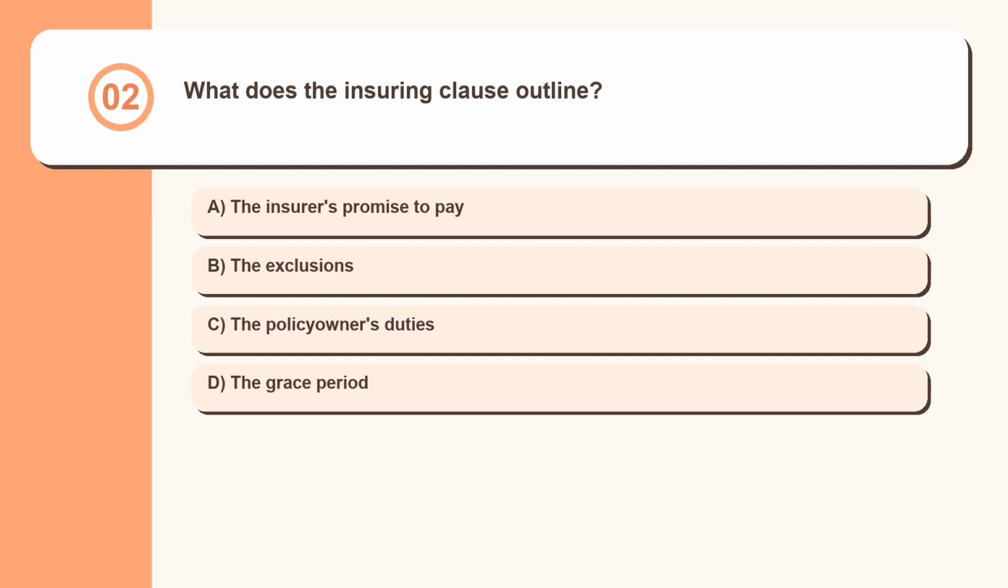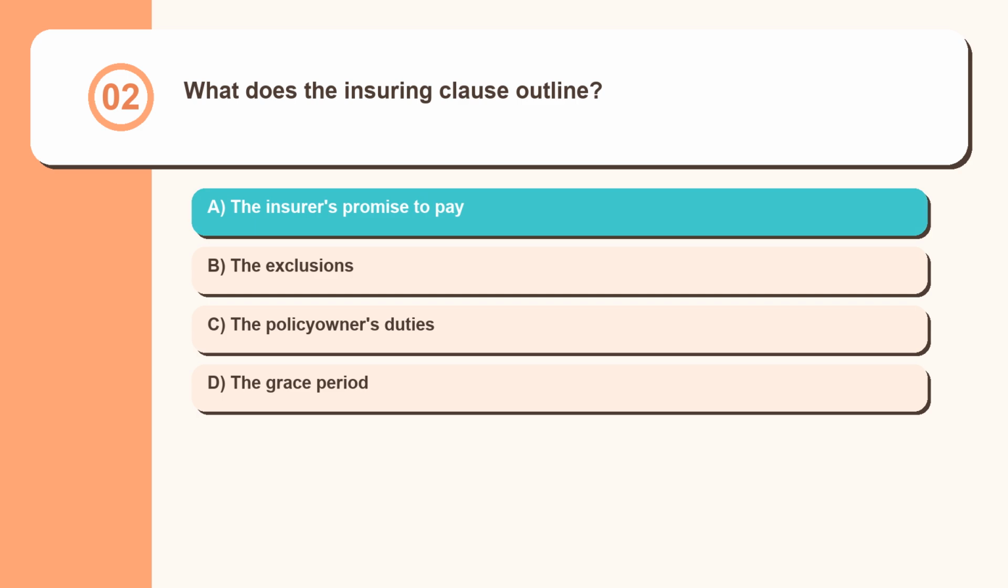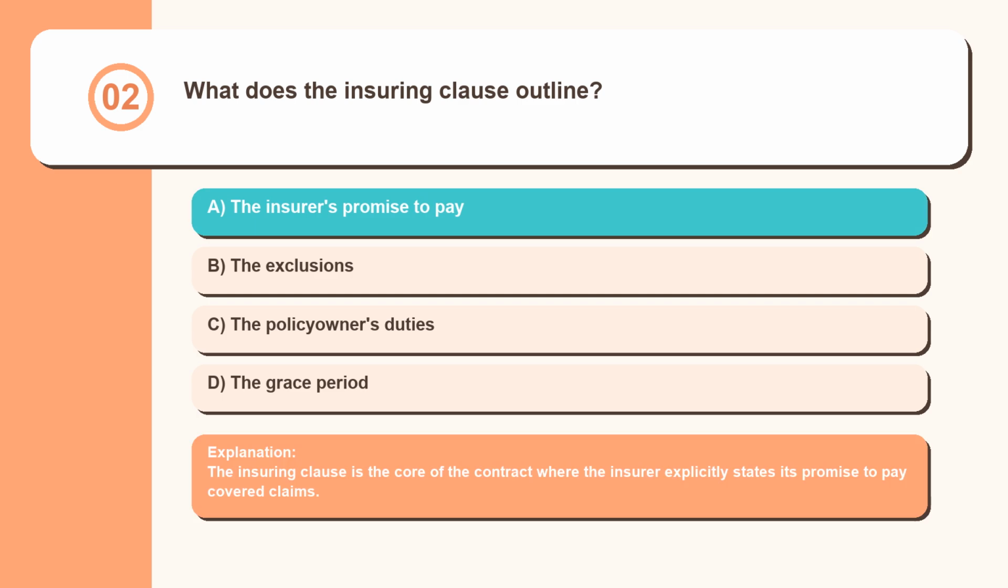Question 2. What does the insuring clause outline? The insurer's promise to pay, the exclusions, the policy owner's duties, the grace period. The insuring clause is the core of the contract where the insurer explicitly states its promise to pay covered claims.